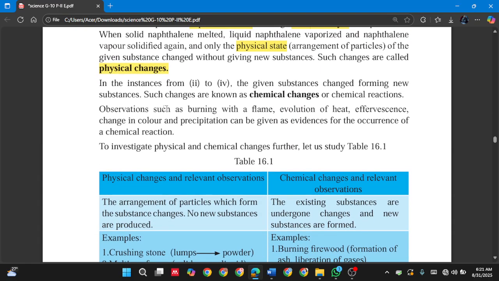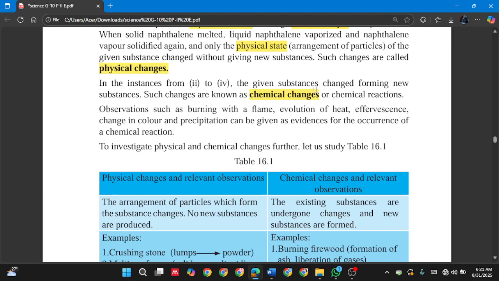So memorize them. Otherwise, the knowledge I am giving you right now is enough to learn these things. In the instances from 2 to 4, the given substance forms new substances. Such changes are known as chemical changes.